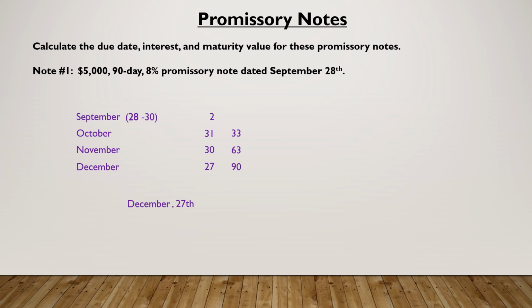To calculate the interest revenue, multiply the principal times the interest rate times the time period component. We have a 90-day note divided by 360. Interest earned will be $100.